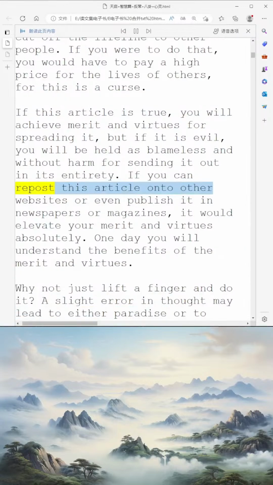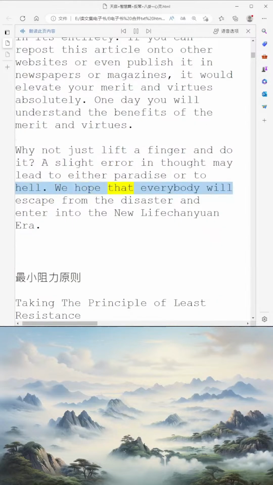If you can repost this article onto other websites or even publish it in newspapers or magazines, it would elevate your merit and virtues absolutely. One day you will understand the benefits of the merit and virtues. Why not just lift a finger and do it? A slight error in thought may lead to either paradise or to hell. We hope that everybody will escape from the disaster and enter into the new life of Chanyuan era.